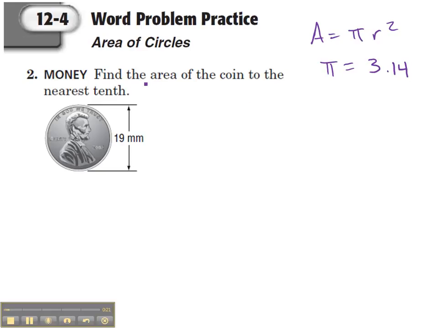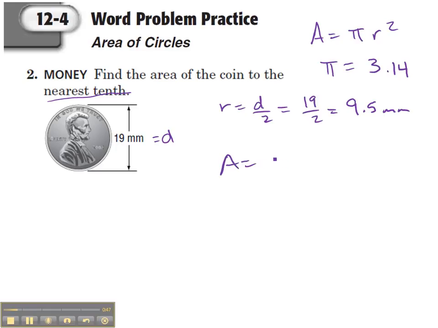Problem number 2 says find the area of the coin to the nearest tenth. They've given us the diameter, not the radius. So the first thing we need to do is radius equals diameter divided by 2. So 19 divided by 2 equals 9.5 millimeters. Now we can plug that into our formula.